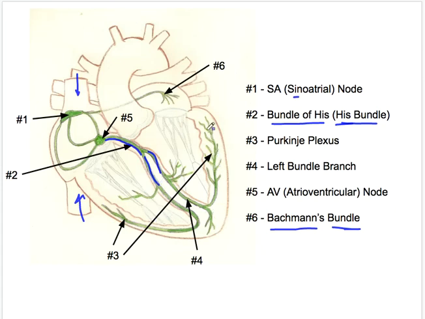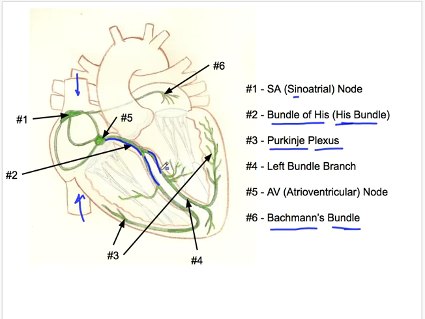Eventually, it makes it into these smaller little fibers that are all embedded within the muscle tissue. They're called Purkinje plexus. Purkinje, another scientist name. Plexus is just the idea that they are a network of these fibers that are embedded in the tissue. Because really what we want to have happen is we want all of this to contract simultaneously. And that is the goal.